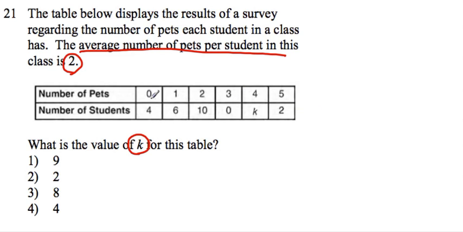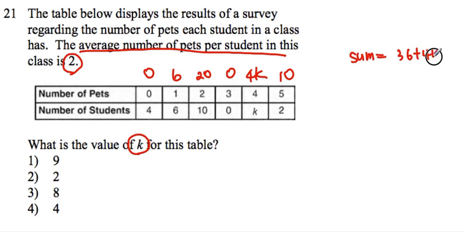When you multiply these two, we get 0, 6, this one is 20, this one is also 0, this is 4k, and this one is equal to 10. When you add them up, the sum here is equal to 36 plus 4k. How many students do we have? The number of students is 4 plus 6 becomes 10, 20, 22 plus k.